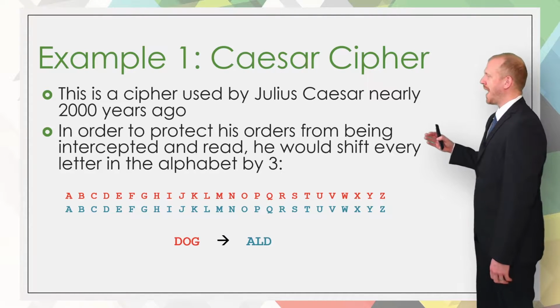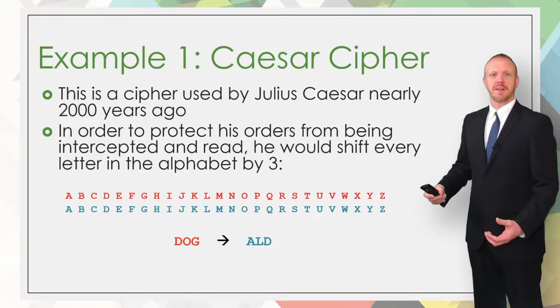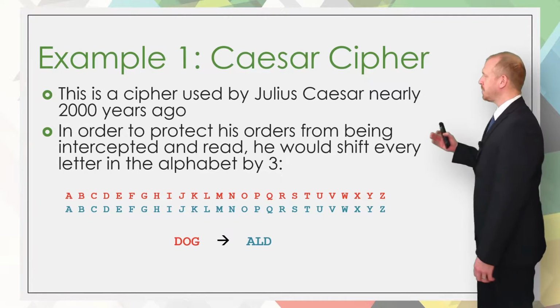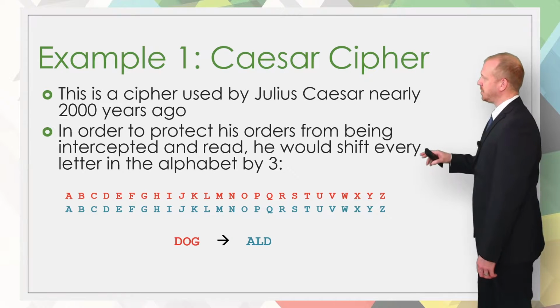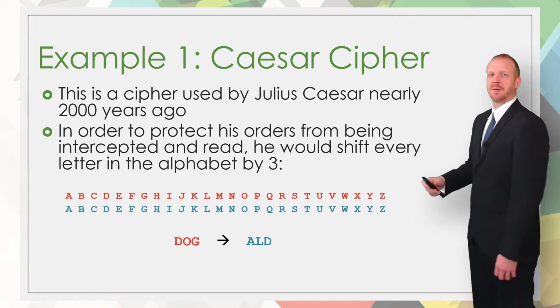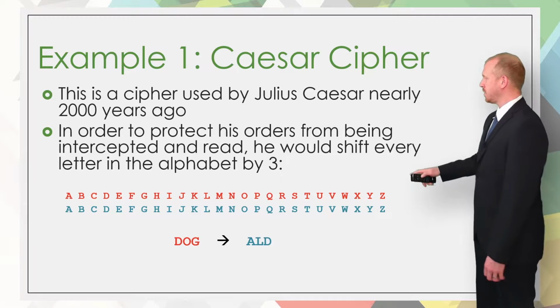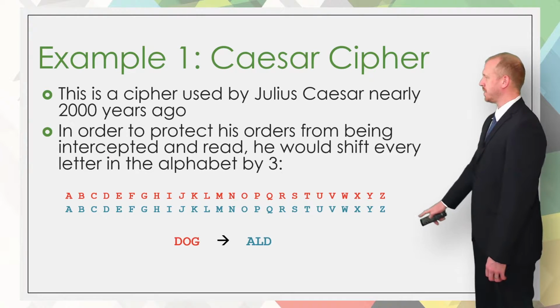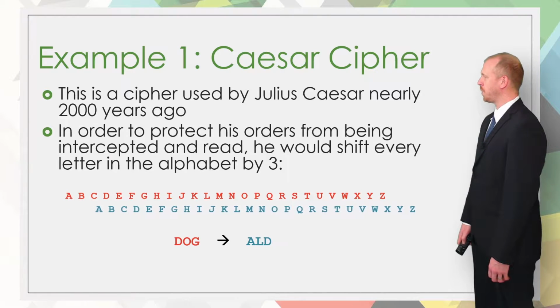So in order to protect his orders that were being sent out to his various battles from being intercepted and read by the enemy, he used a very simple system. He shifted every letter in the alphabet by 3. So if we take the alphabets here and the blue one, we move along like that.